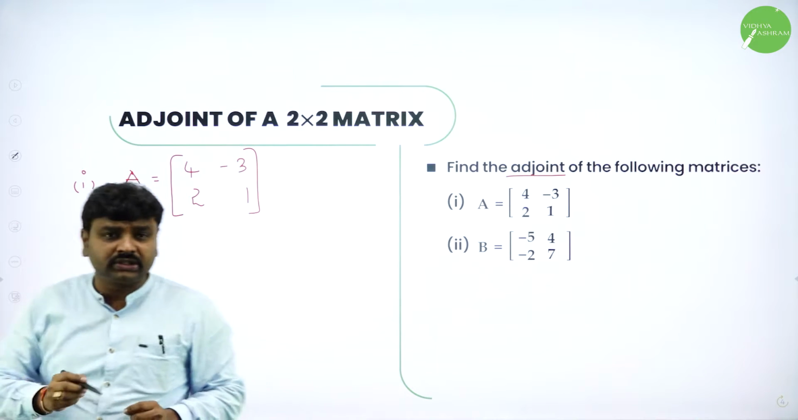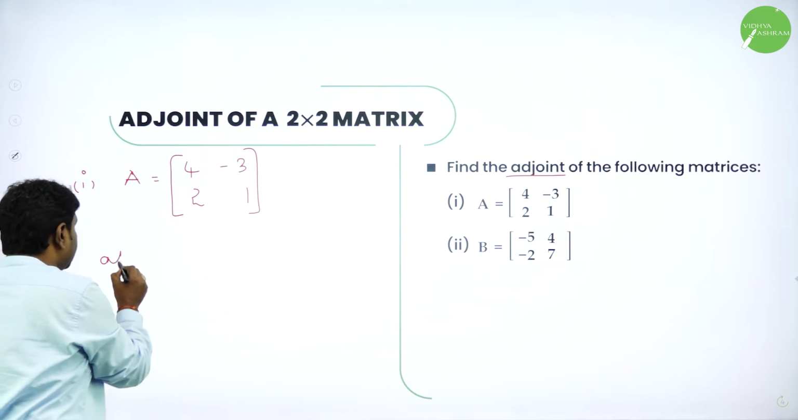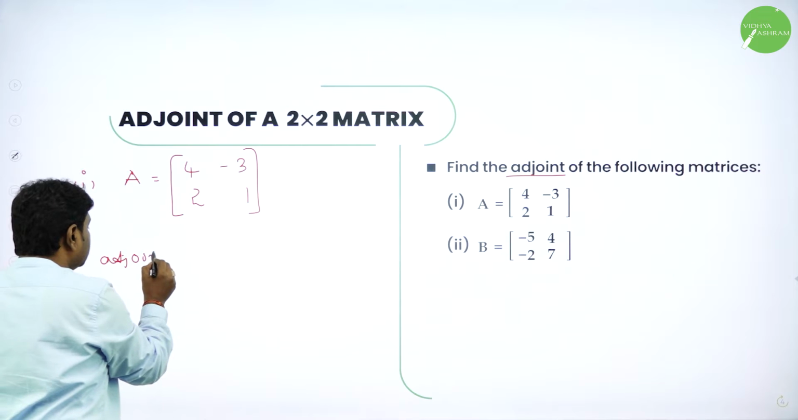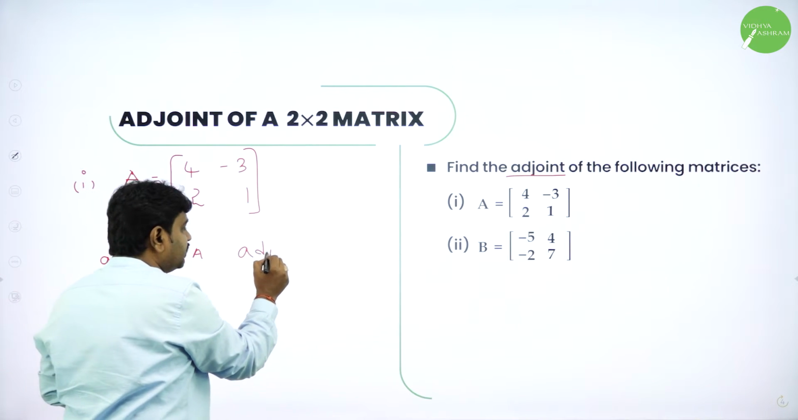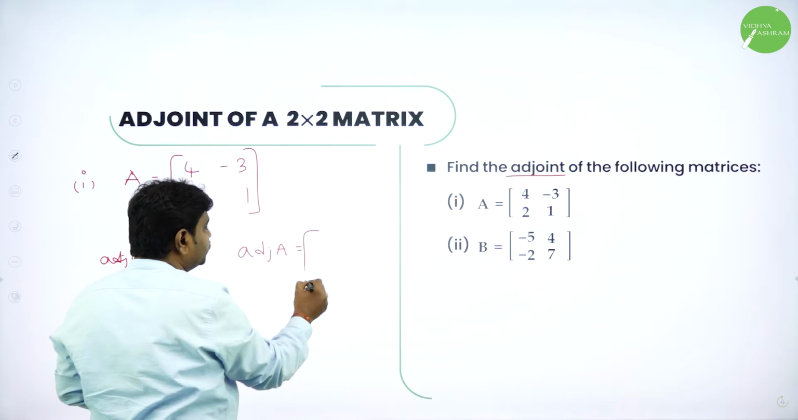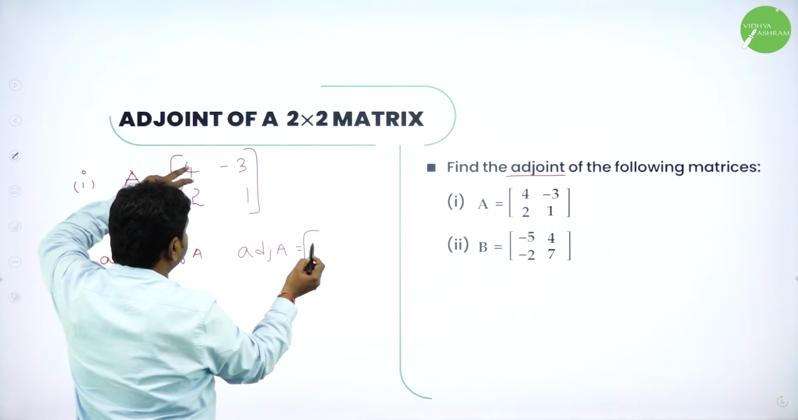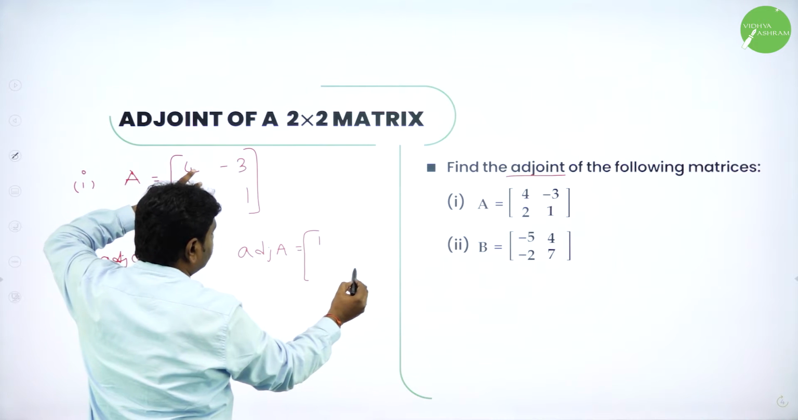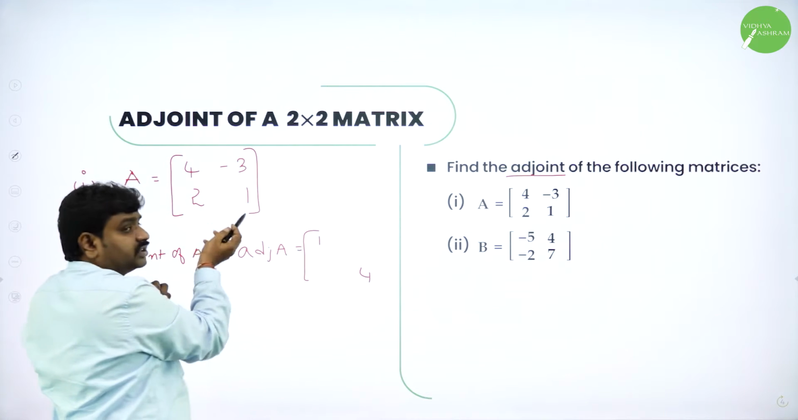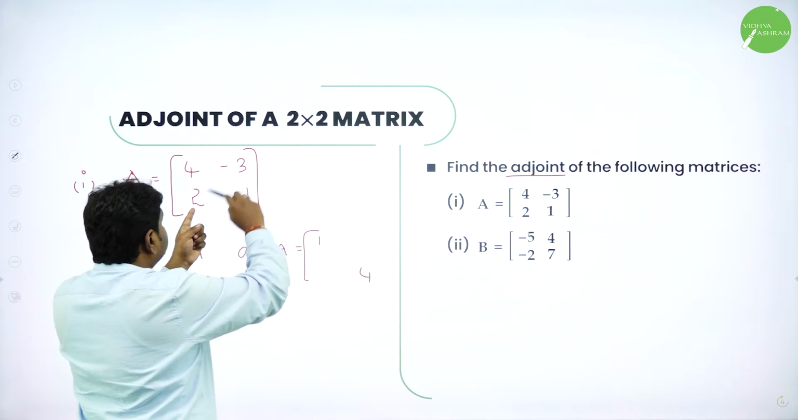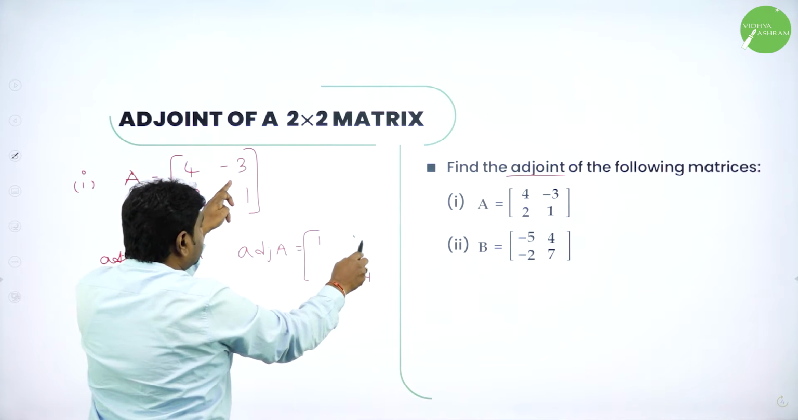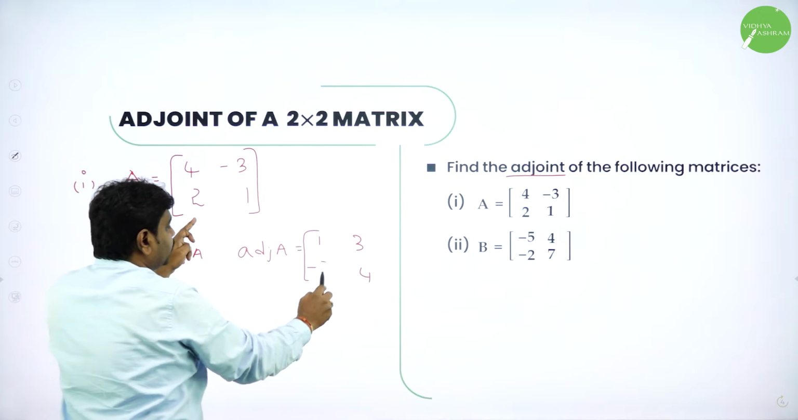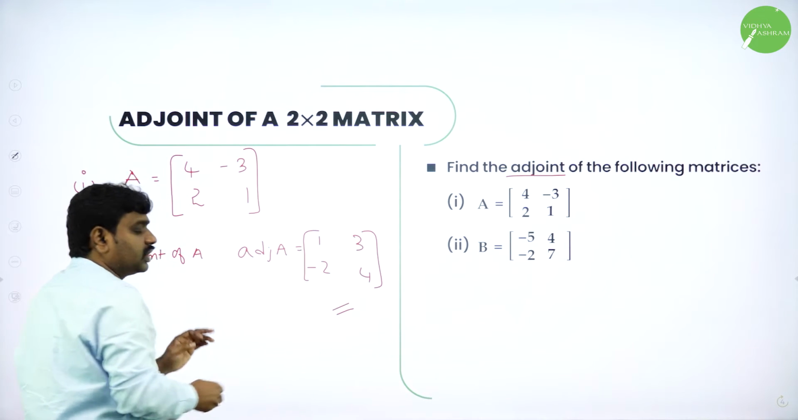How to find adjoint? Adjoint of A is obtained by interchanging the principal diagonal and changing the sign of the secondary diagonal. I can just call it ADJ, short form for adjoint of A. Interchange the principal diagonal: 4 and 1 change places. The secondary diagonal, minus 3 and 2, change the sign: minus becomes plus, and plus 2 becomes minus 2. That's it. We got the adjoint.